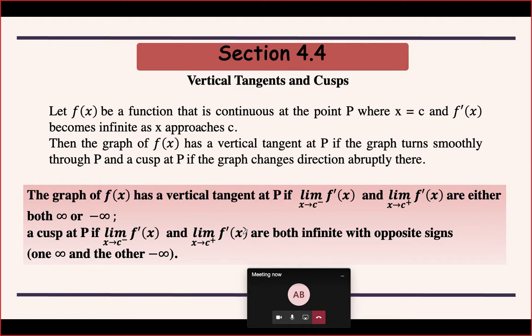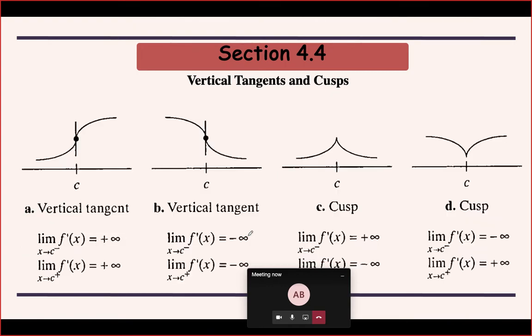You can say the same when you have a cusp; the same thing happens. So let's see the diagrams. If you have a vertical tangent, that means both the limits of f dash as x approaches c are either plus infinity or minus infinity. You can see here that the tangent line, when you draw it, is going to become a vertical line. So at this point c, there will be a sharp change in the behavior of the function.